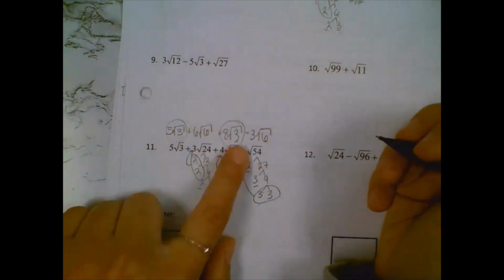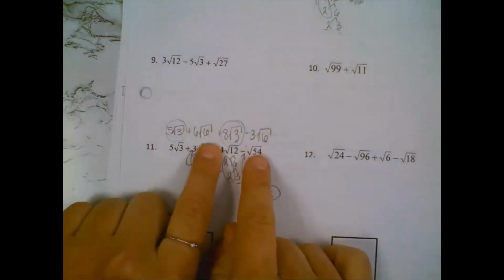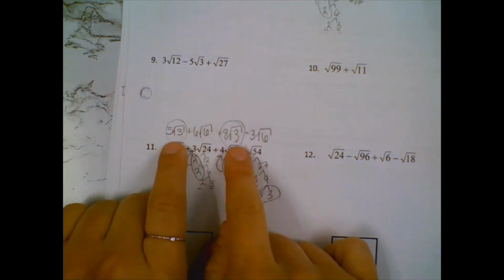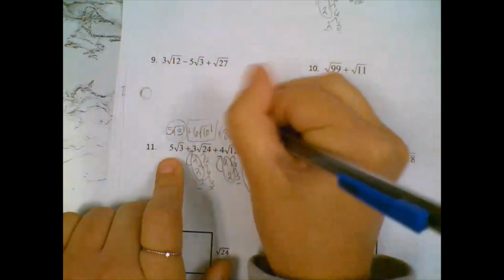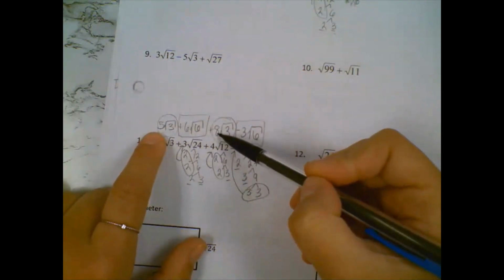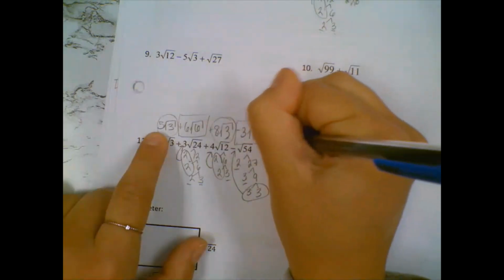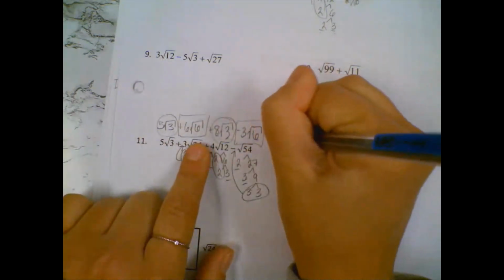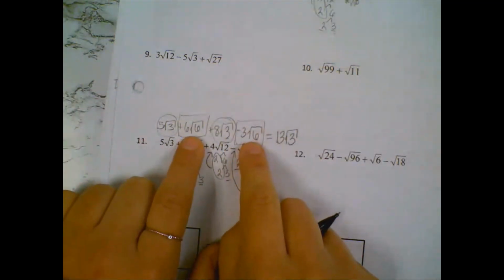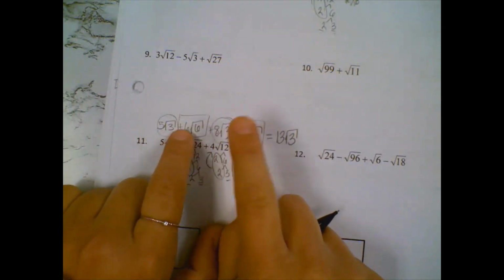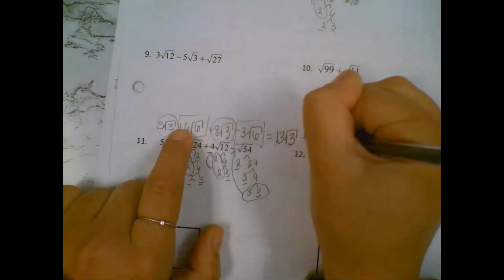So if you look, I have root 3's and I have root 6's. So you can only combine like terms. The 3's will go together and these 6's will go together as well. So 5 and 8, when I add the coefficients, make 13 root 3. And then I'm going to add the coefficients of the 6's, right? So 6 minus 3 is 3. So I get 3 root 6.